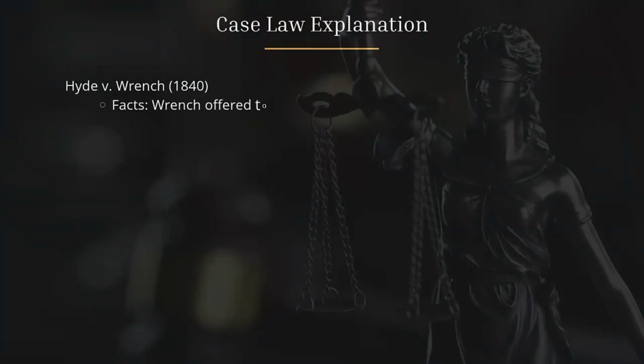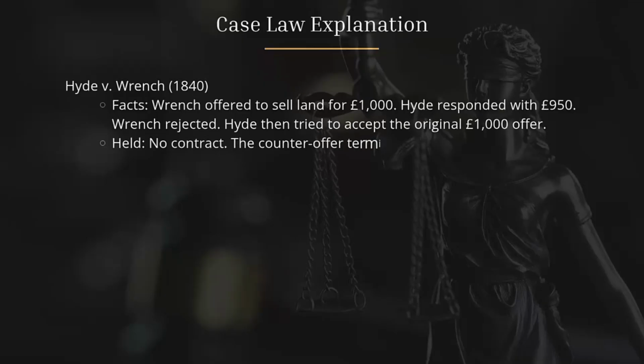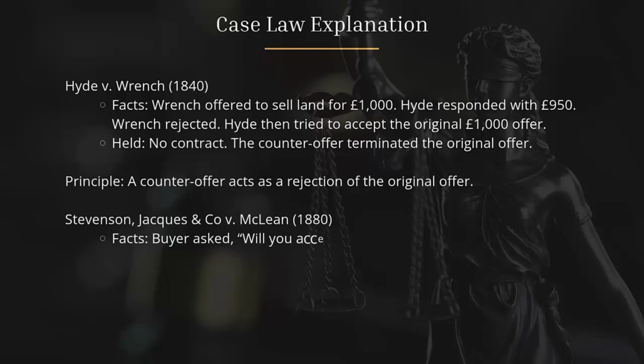Case law explanation. Hyde versus Wrench facts. Wrench offered to sell land for £1,000. Hyde responded with £950. Wrench rejected. Hyde then tried to accept the original £1,000 offer. Held, no contract. The counteroffer terminated the original offer. Principle. A counteroffer acts as a rejection of the original offer.